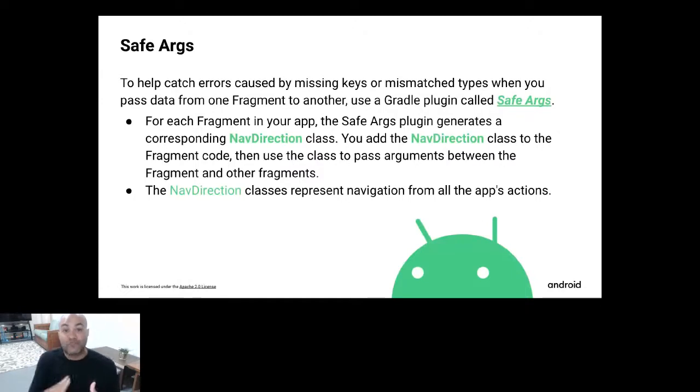So you see, for each fragment in your app, the Safe Args plugin, because you need to actually install it as part of the Gradle plugin, you can just add the nav direction class to the fragment code. Then you can use the class to pass the parameters between the fragments, and it just represents the navigation from all the app's actions. It's very easy to use, very easy to integrate. I definitely encourage you to do so in the labs. If you have not done so, you will be able to encounter those in some of the labs as well.